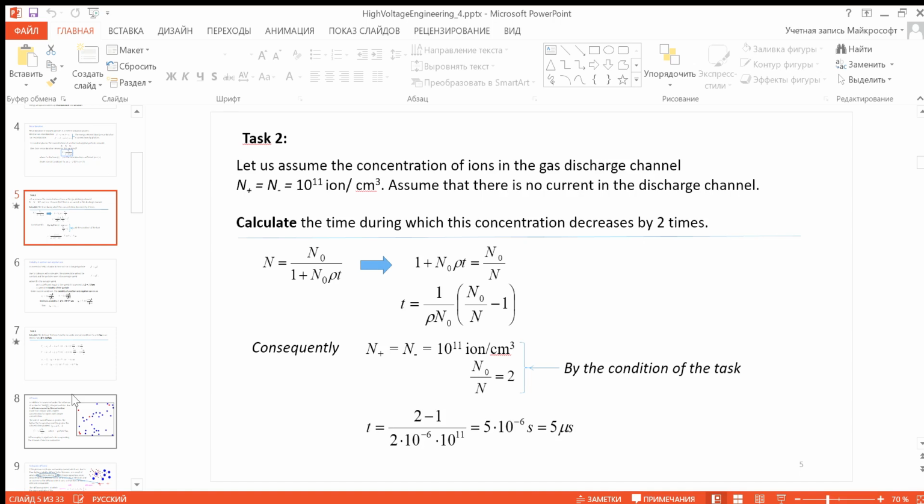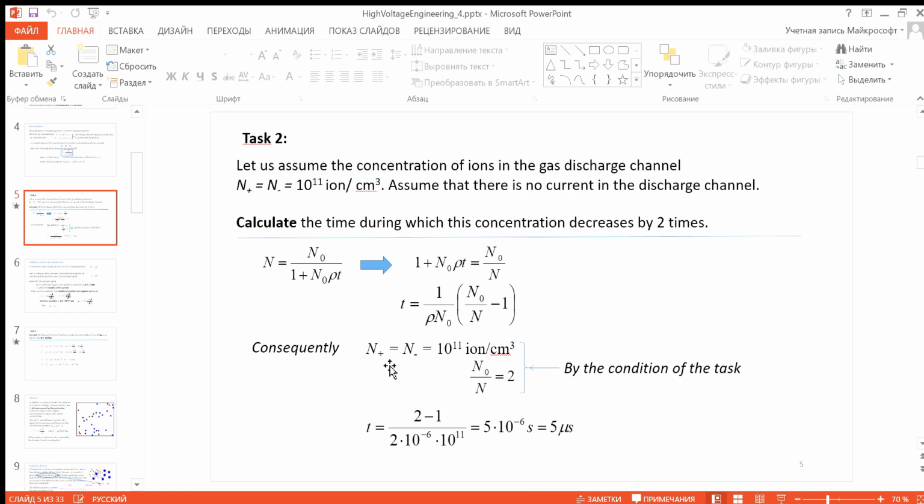I advise you to get a working formula first. To do this, first express the ratio n0 divided by n from the expression, and then express the time t from the resulting equation. You may see it here. So we divided left and right part by n and multiplied by the denominator of right part. So we have this equation, and here we express t from this expression.